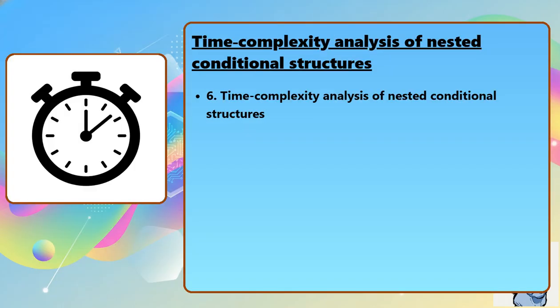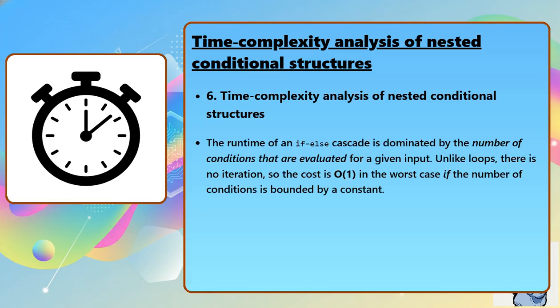6. Time complexity analysis of nested conditional structures. The runtime of an if-else cascade is dominated by the number of conditions that are evaluated for a given input. Unlike loops, there is no iteration, so the cost is O(1) in the worst case if the number of conditions is bounded by a constant.